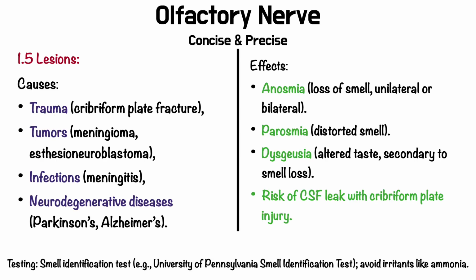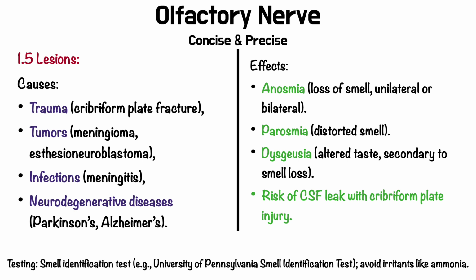So the lesions of this olfactory nerve, there are causes and effects, right? The causes can be trauma, as in cribriform plate fracture, as in RTA or road traffic accident, or any other trauma, right? And then tumors like meningioma, esthesioneuroblastoma can affect the sensory smell. And then infections like meningitis, they can traverse, right? The migratory infection can happen.